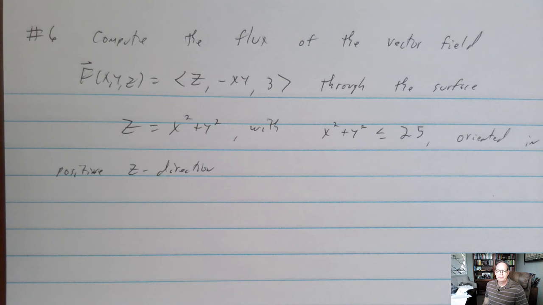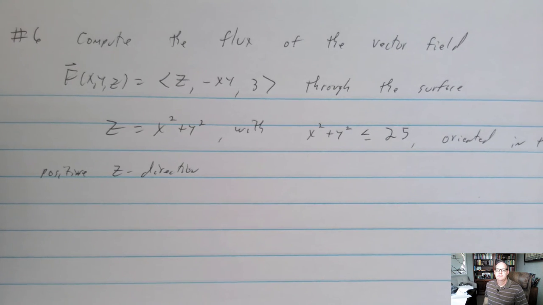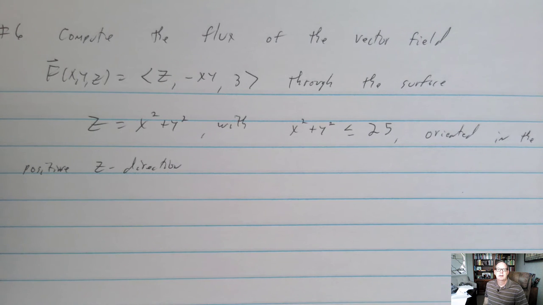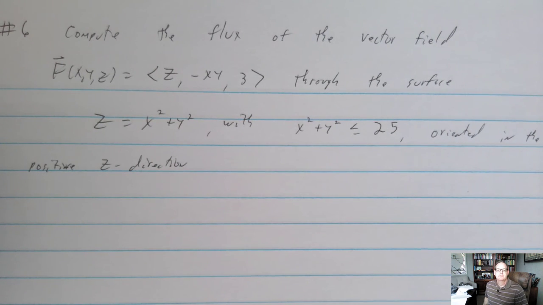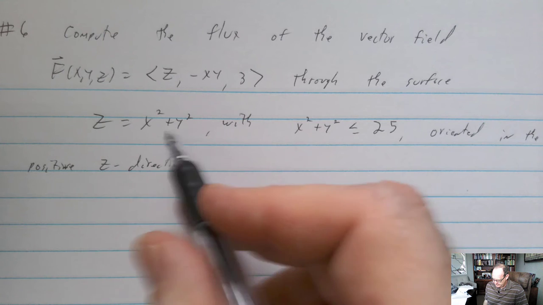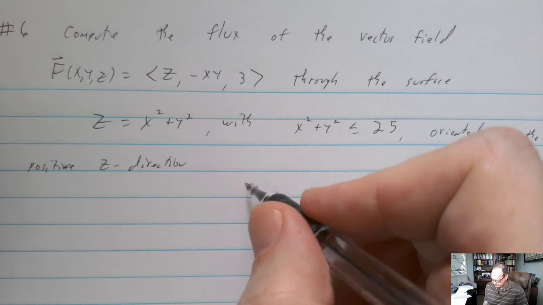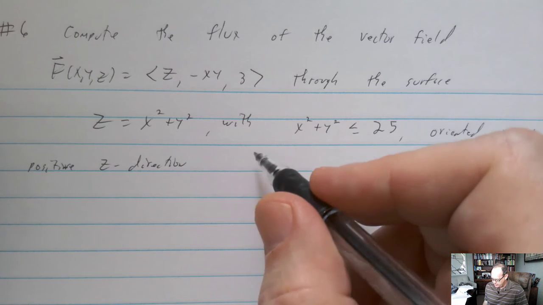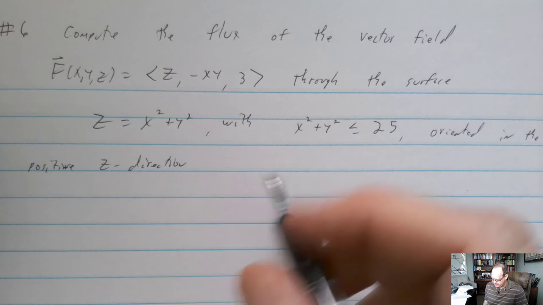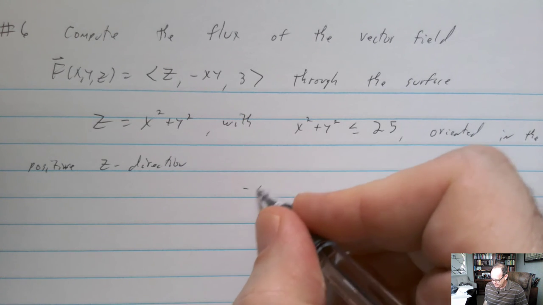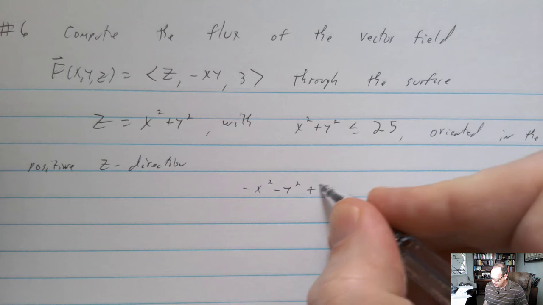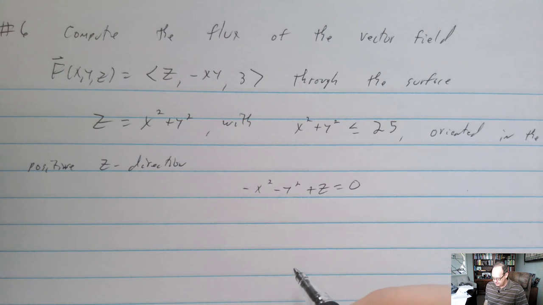All right, let's compute this flux integral. Things will be getting a little harder. So our surface is this. Let's find the normal. For the normal, we want in the positive z direction, so let's move things to the left here. I have negative x squared minus y squared plus z equals 0.